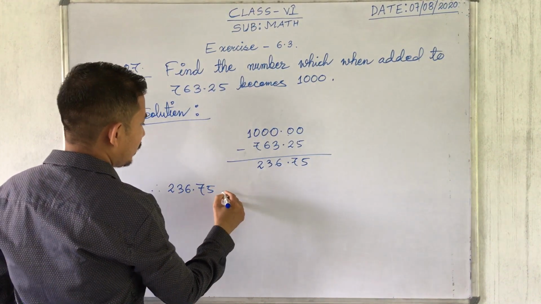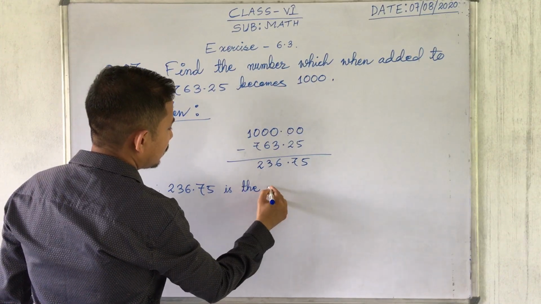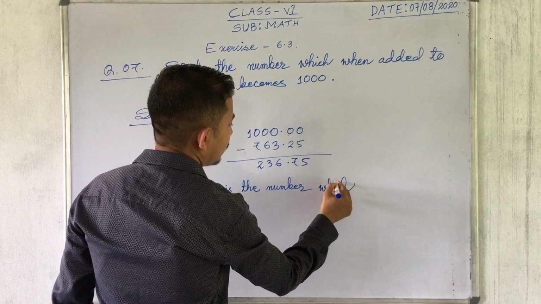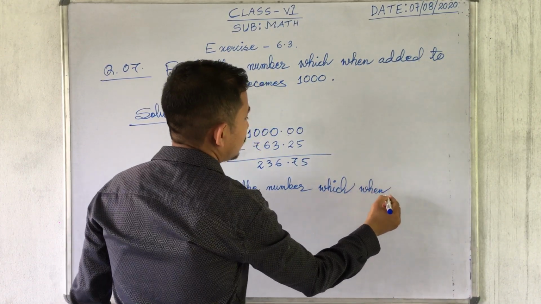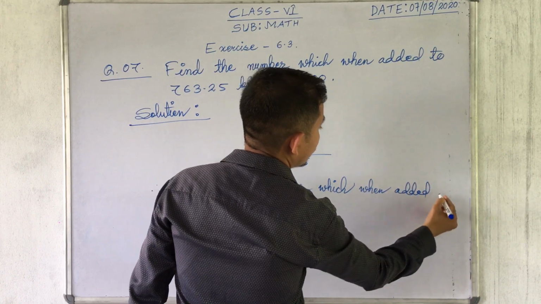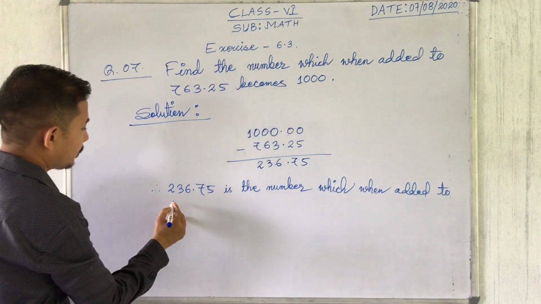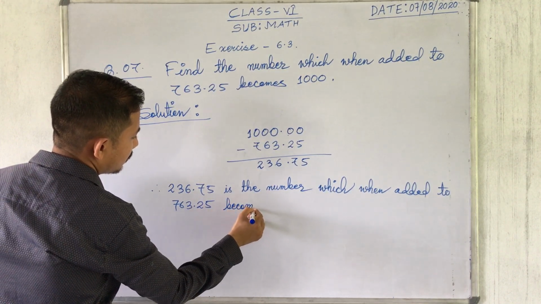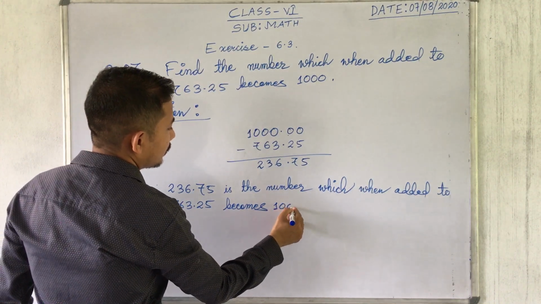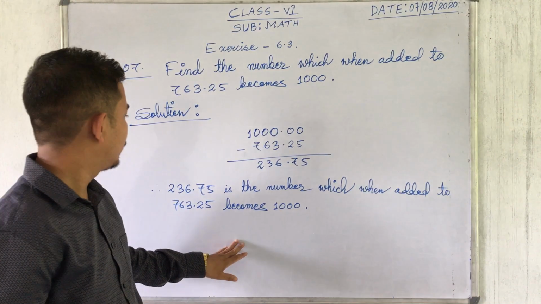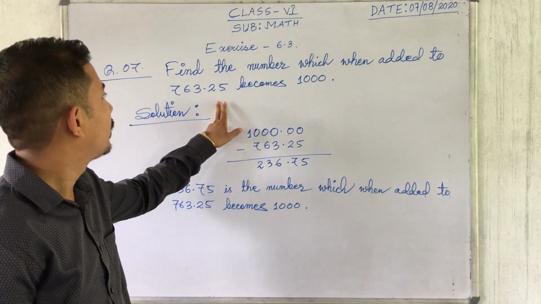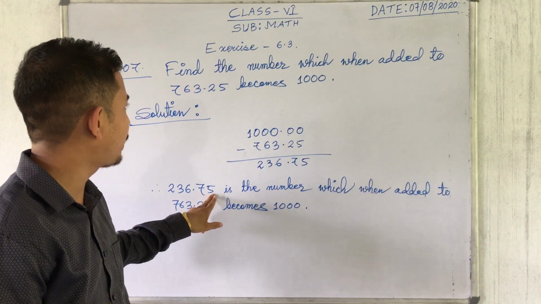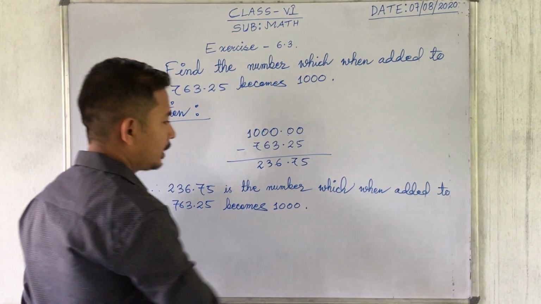So, therefore, 236.75 is the number which when added to 763.25 becomes 1000. Okay, after adding this 236.75 to 763.25, we will get 1000. Okay, let me check.